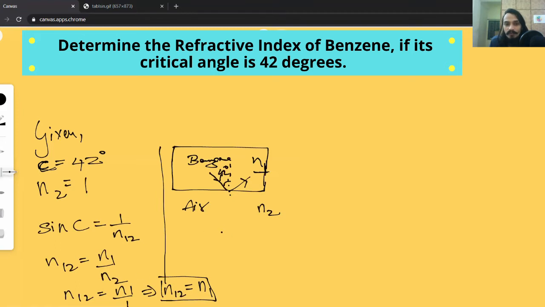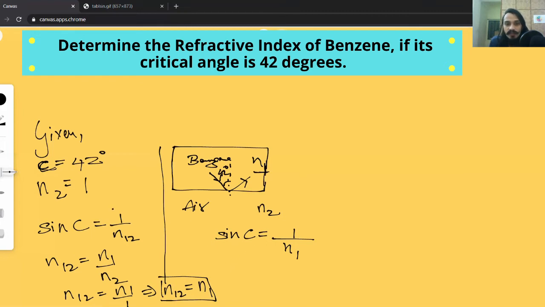Now I'll go back to my formula that tells me sine C equals 1 by N12. Now we know that N12 is nothing but N1, it's the same, so I'll just write it as N1. Keep in mind, because N2 is air, we were able to get it as this. If it is not air, it will be different. Don't just directly take it as N1. That's not the case for all the sums.